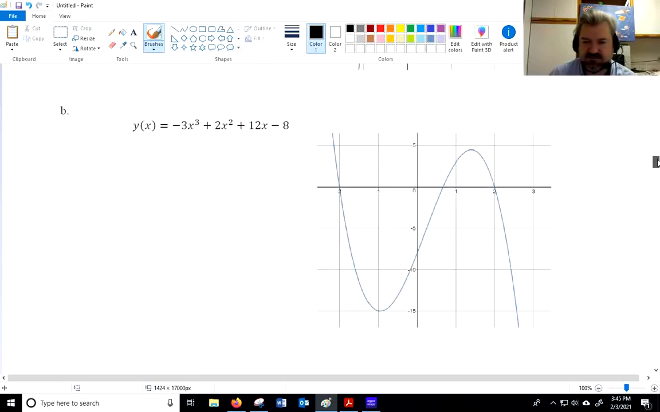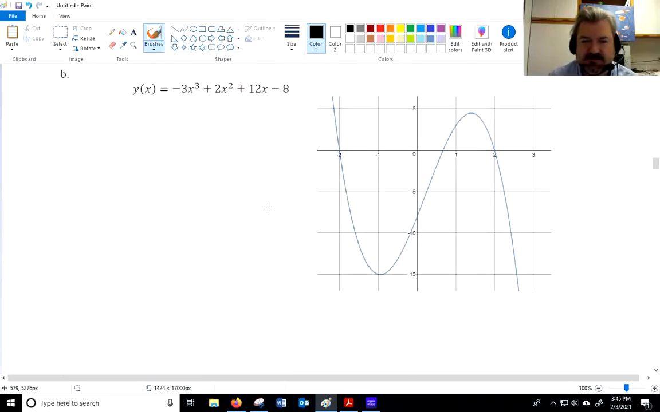All right, let's take a look at the next one. Looks like my zeros are around negative 2 and 2. Not sure about this one. I'm going to guess 2/3 because of this 3 here. I bet that's going to come into play somewhere, but I'm not sure. Let's find out. Set it equal to 0.